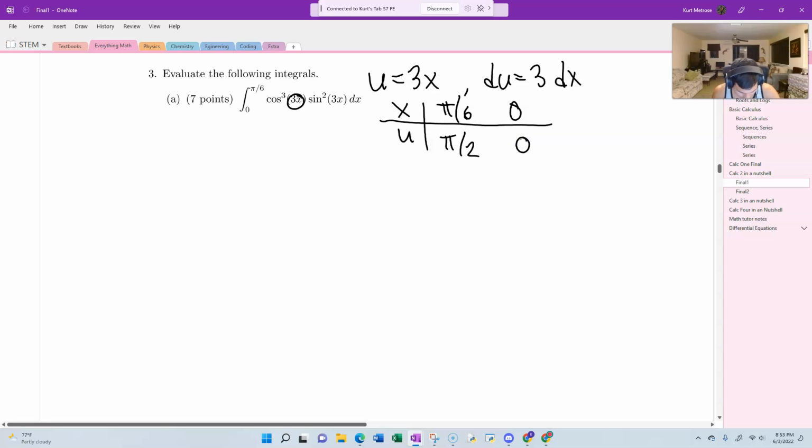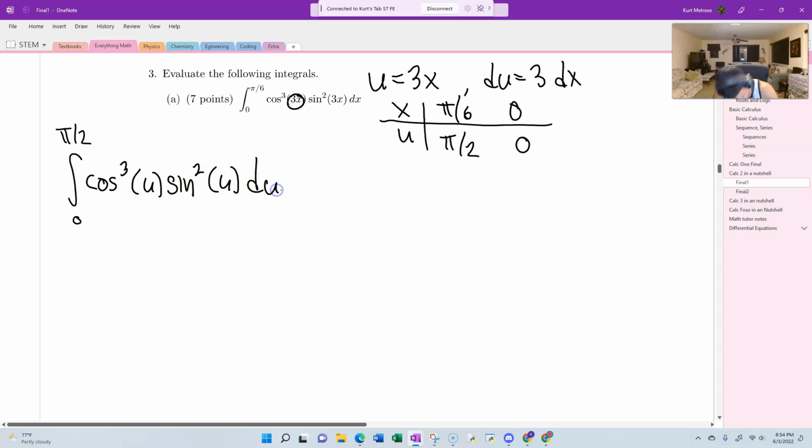So again, what does this mean? Well, we have this new integral that is from pi over 2 to 0, and it's cosine cubed u, sine squared u, du. Okay. Now we want to use this identity, sine squared u plus cosine squared u is equal to 1. We want to use that identity.